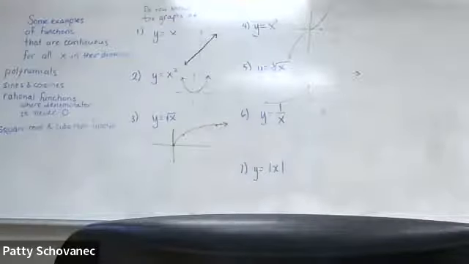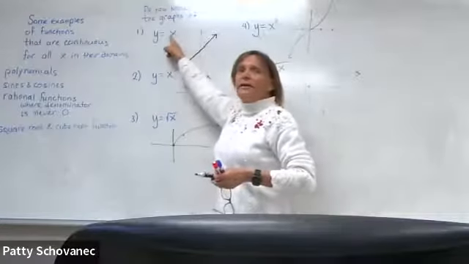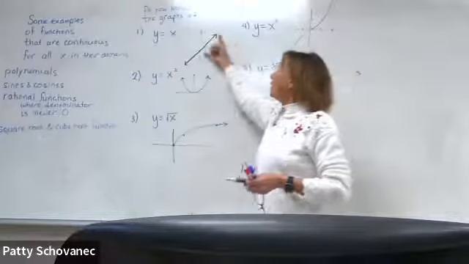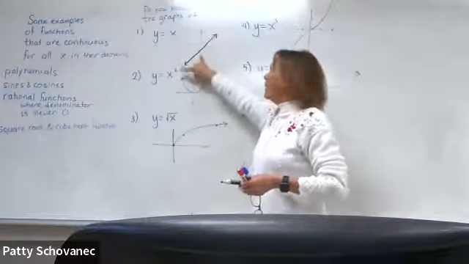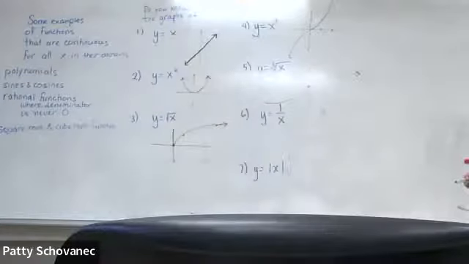The absolute value of x: take this graph, take the absolute value of all the x's, and all the y's become positive. The y's that are positive stay there. The y's that are negative flip up here. And so you get this V-shaped graph.